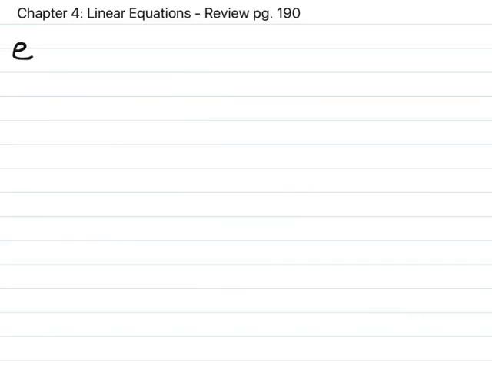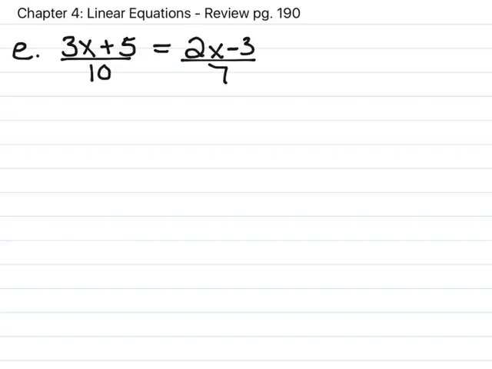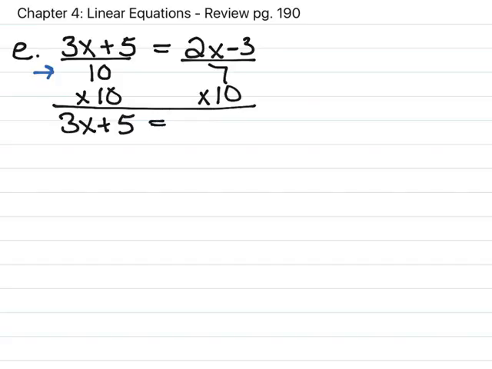So then we have 5e. So 5e, you have (3x plus 5) divided by 10 is going to be equal to (2x minus 3) divided by 7. So I'm going to start working with this 10 with the idea to get rid of division, just because I personally don't like division. So we'll multiply both sides by 10, which will give you 3x plus 5, which will equal 10 times (2x minus 3) divided by 7.